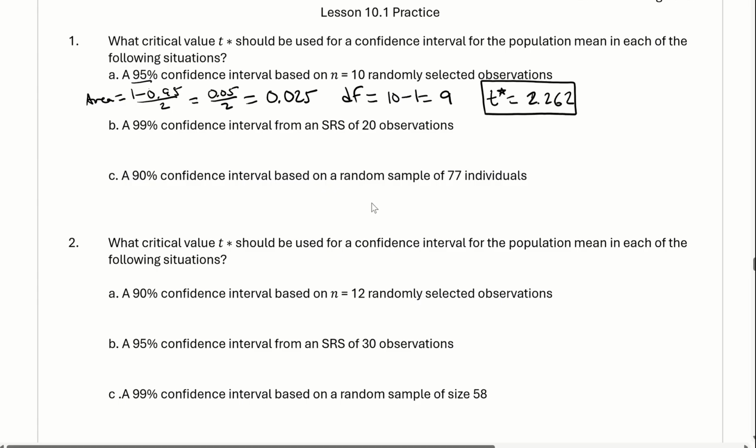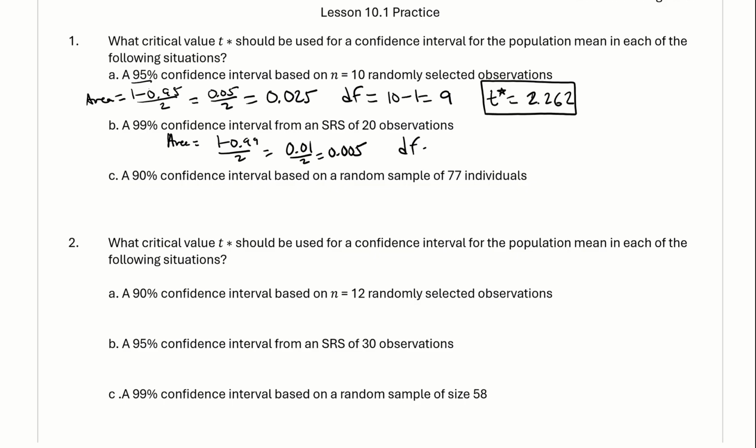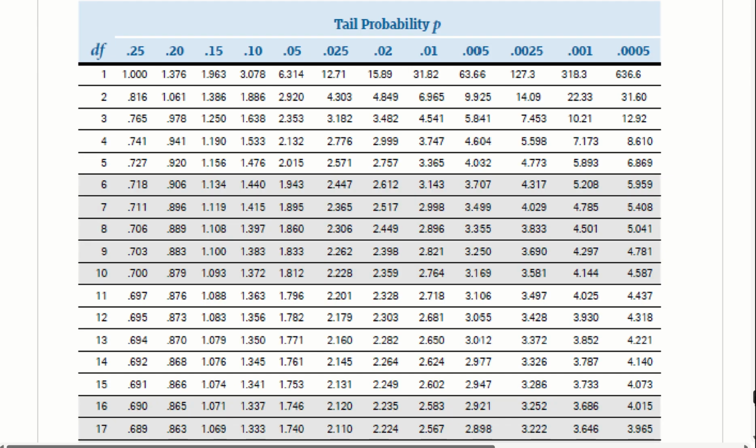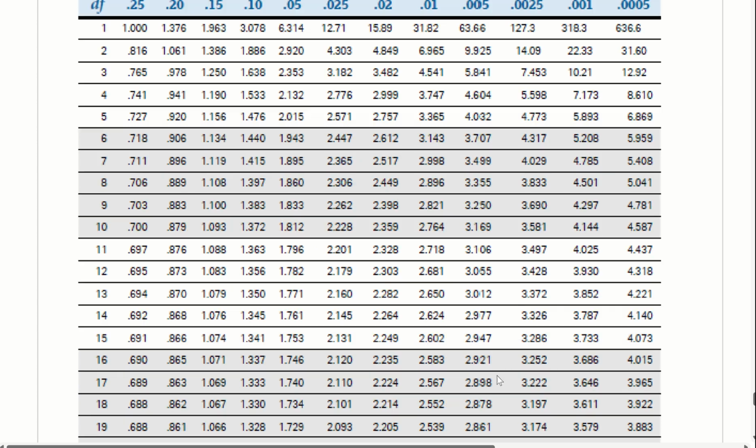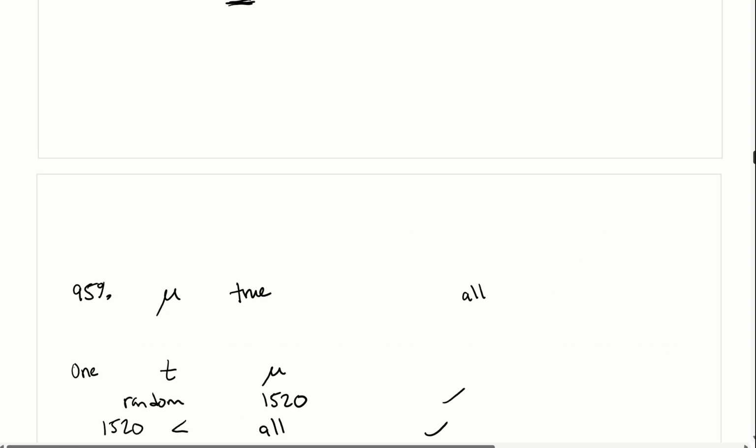All right, and again, you can also do this with the calculator. So 99% confidence interval for 20. The area equals 1 minus 0.99 divided by 2, which is 0.01 divided by 2, so 0.005 for the area, and the df is 19. So we look for 0.005 and then 19, and you got a df of 19 right there. So it looks like 2.861.